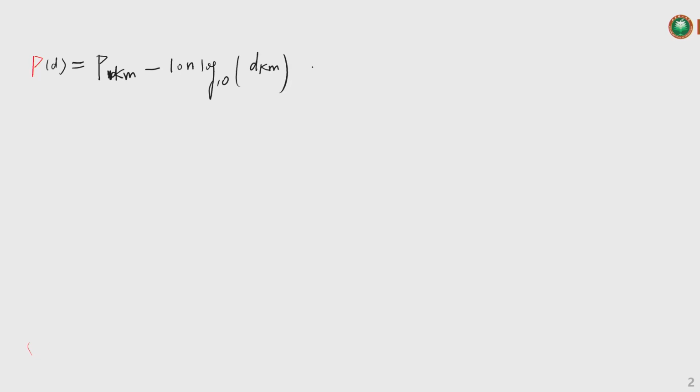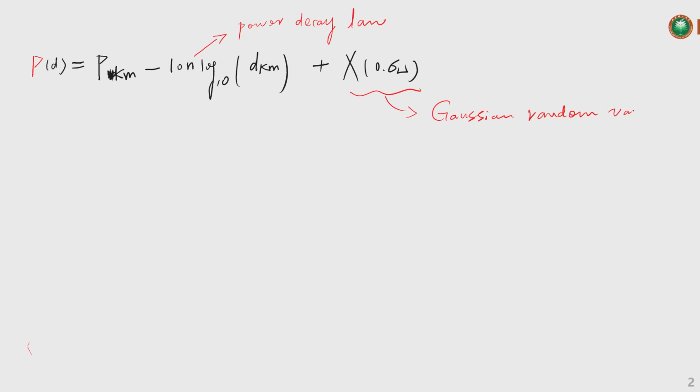Okay, and also we add another term. So this one is the 1 kilometer. This is for macro cells. If it is micro cells or with a short range, it can be 1 meter, 10 meters, or 100 meters, something like that. And the parameter n here is also called a power decay law. And this term is called the Gaussian random variable, okay? And 0 is its mean value, alright?